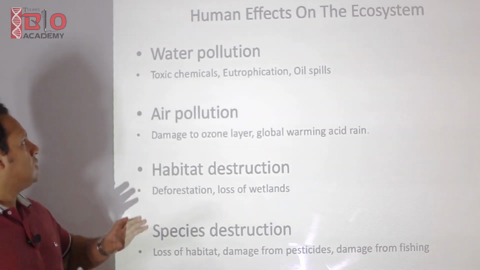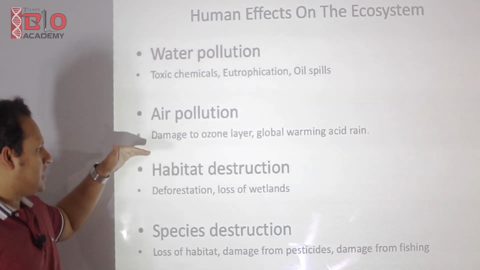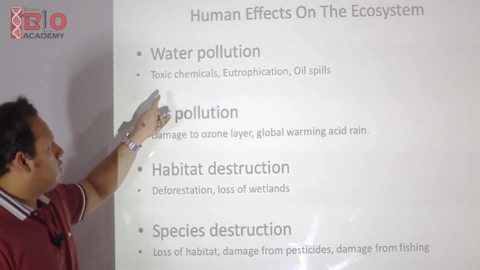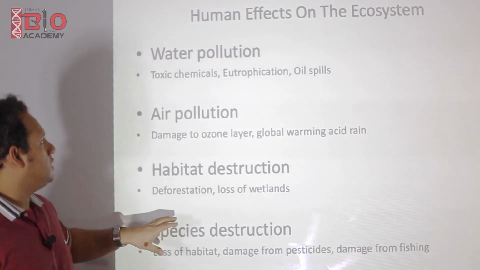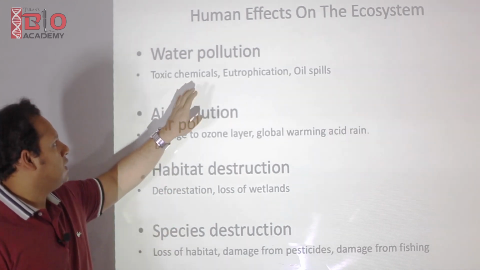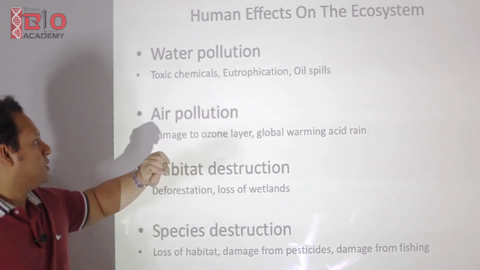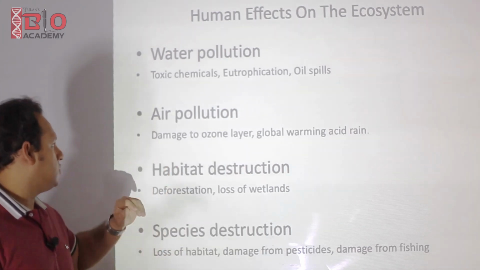So we are going to discuss water pollution. We are going to discuss air pollution and habitat destruction, along with species destruction, and we have to touch on all these points individually. When we talk about water pollution, we are going to talk about toxic chemicals, the eutrophication process, which comes very often in your exam, and oil spills with examples, international and national examples. We have many of them.